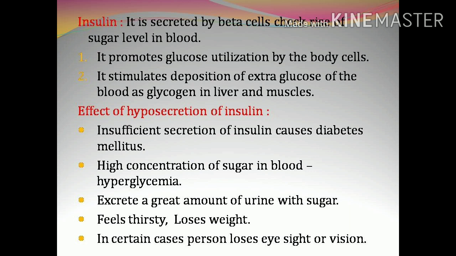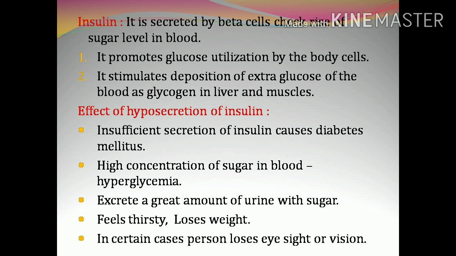Insulin's main function is that it stimulates the body cells to utilize the glucose present in the blood. Second, it stimulates the cells of the liver as well as the muscles to convert extra glucose into glycogen, which is stored in the liver as well as the muscles.